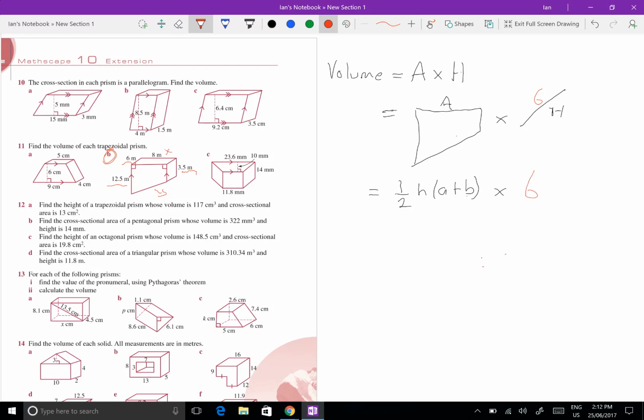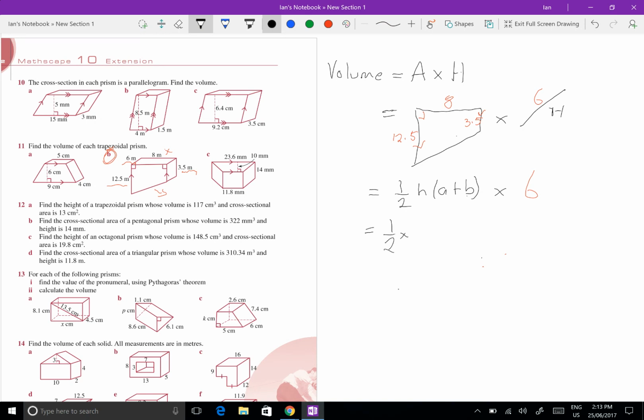So that's 6. And our dimensions on our trapezium, well, this is 3.5. This is 12.5. And this is 8. Now the 8 is the height, and the 12.5 and the 3.5 are the parallel sides. It's very important you get them in the right order or in the right position.